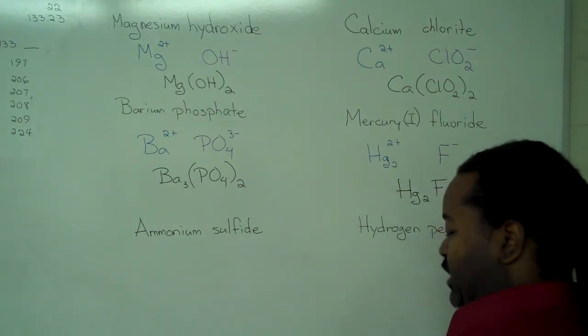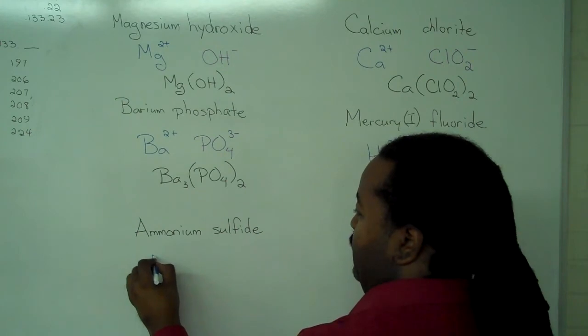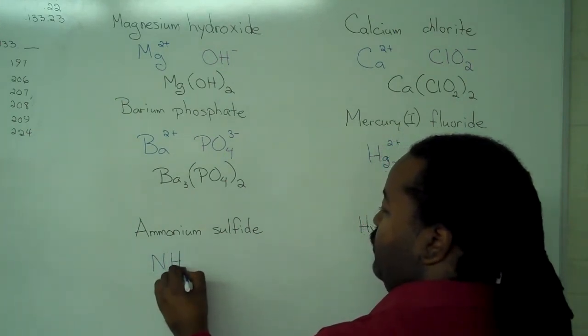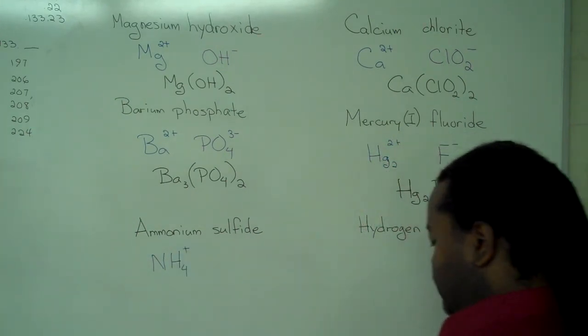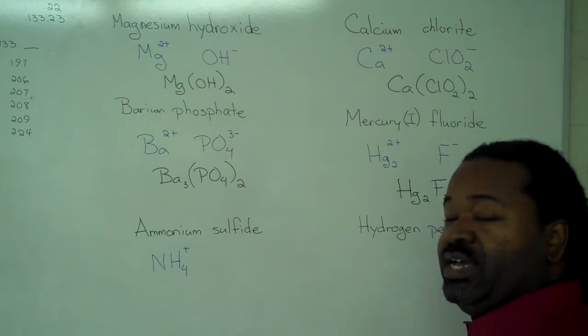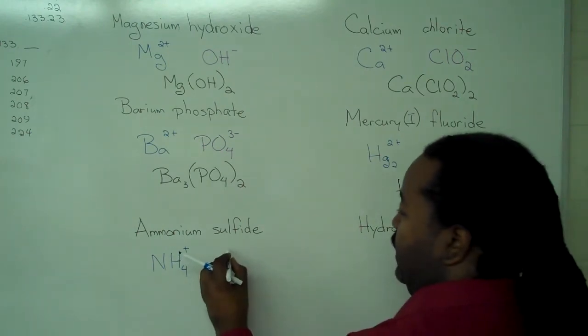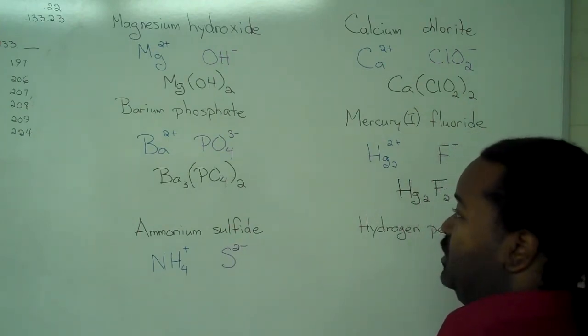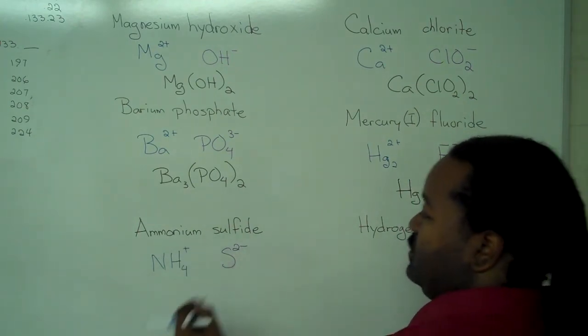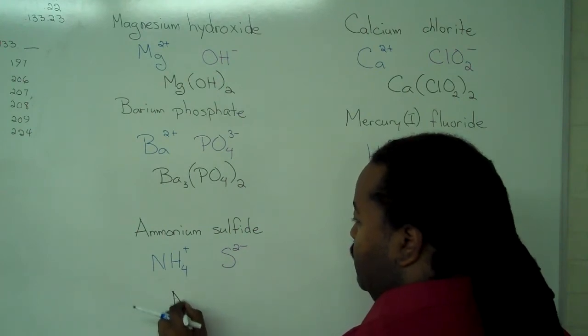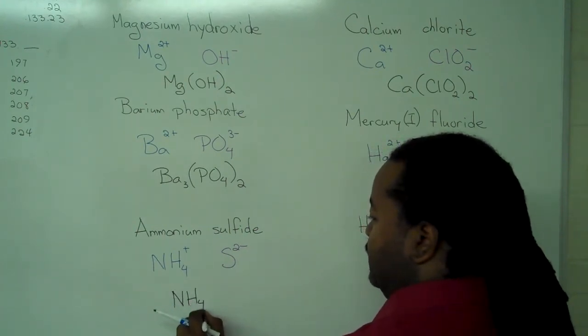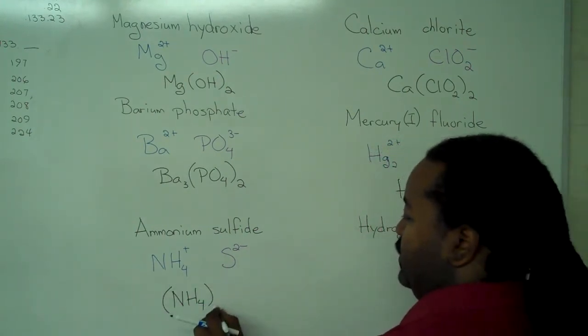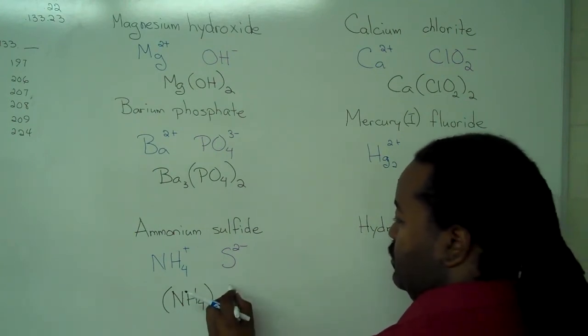Ammonium sulfide. Ammonium is a polyatomic ion with the formula NH4, +1 charge. Sulfide is the negative ion of the sulfur atom. And just as we did before, to get multiple copies, which we'll need for the ammonium, we write our polyatomic ion inside parentheses with a subscript.